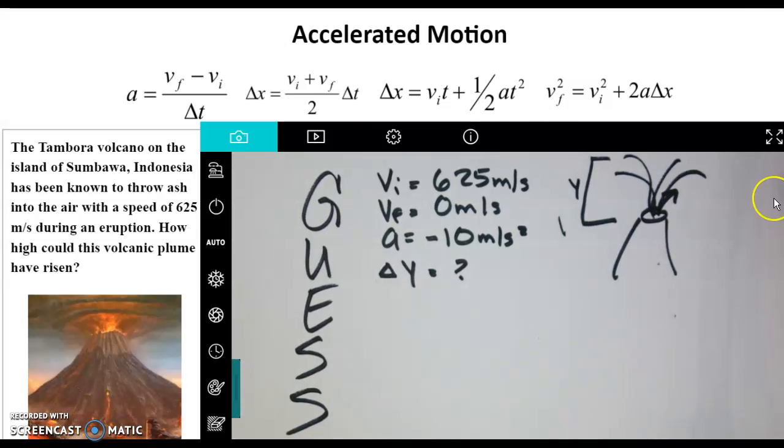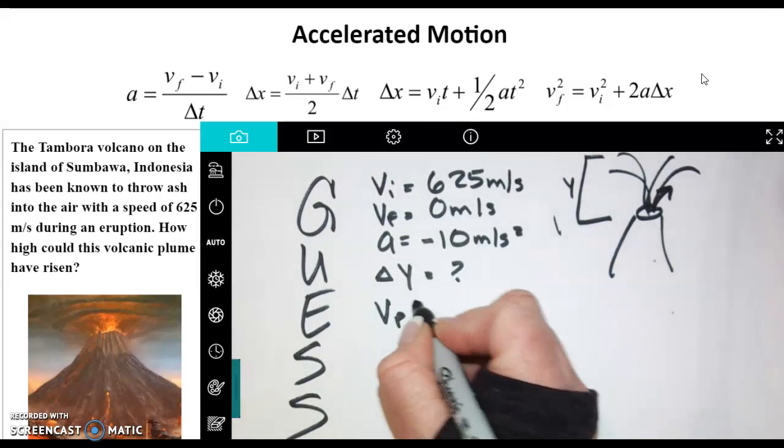Looking at the equations, we're going to find the equation that does not include our time variable. The question does not give us or ask for anything in reference to time, therefore we cannot use this equation, and we cannot use this equation. Another way to identify it is that our initial velocity is given, our final velocity is known, and our acceleration, since we're on Earth, is also known. This question is asking for that displacement, so this will be our equation.